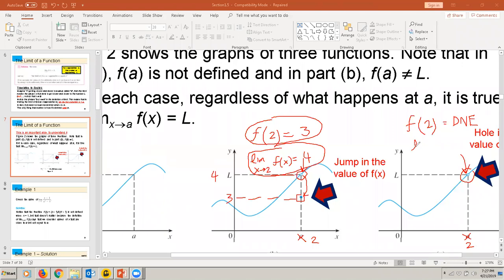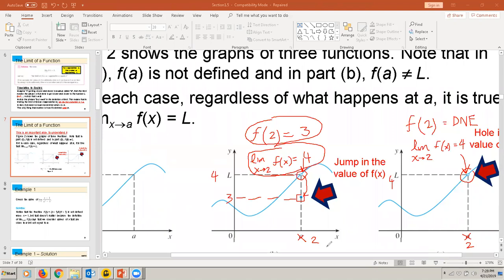But let's do the same limit question. What's the limit as x approaches 2 here? Does it matter that the function is not defined at x equal 2? No, it doesn't matter, because for the limit, x is approaching 2, but not equal to 2. So again, we would say the limit as x approaches 2 of this function would be 4. I'm assuming that this L value is 4.